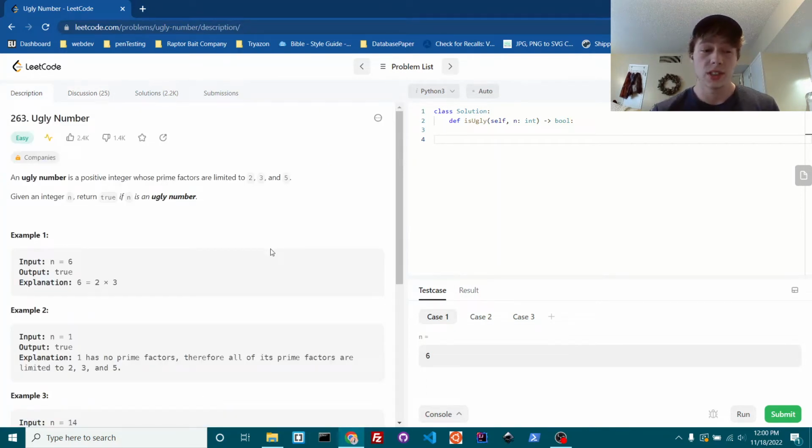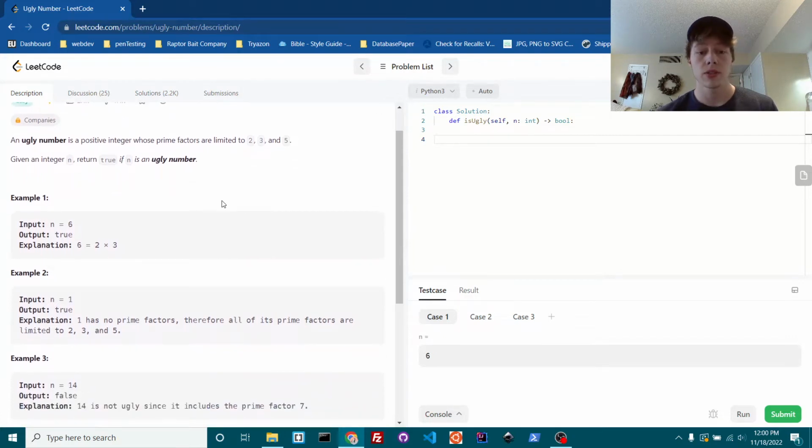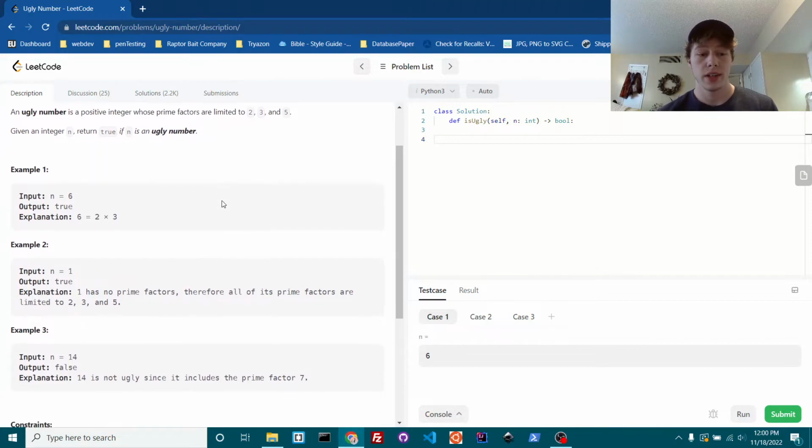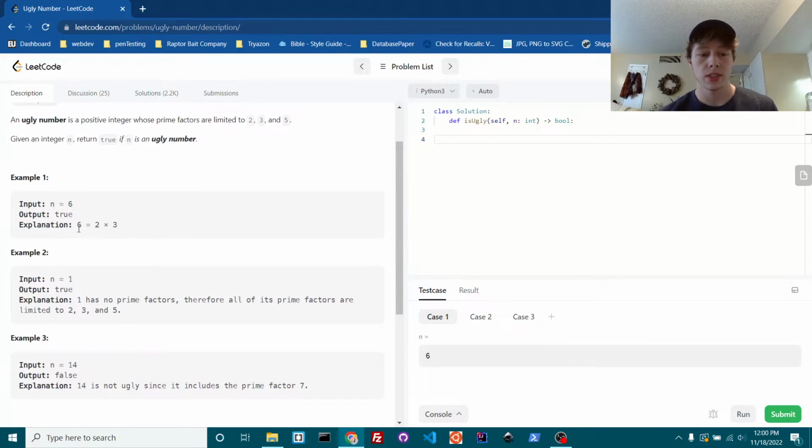So, this question says an ugly number is a positive integer whose prime factors are limited to 2, 3, and 5. Okay, so it's a positive integer, right? So it's 0 or greater, and its prime factors are limited to 2, 3, and 5. Here's the thing, though. 6 has a factor of 6 and 1, which I guess aren't prime factors, but it can be confusing in a way. One of those factors couldn't be itself, and then also couldn't be one, because I guess one isn't a prime number.